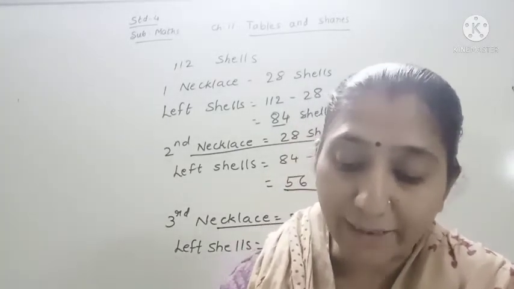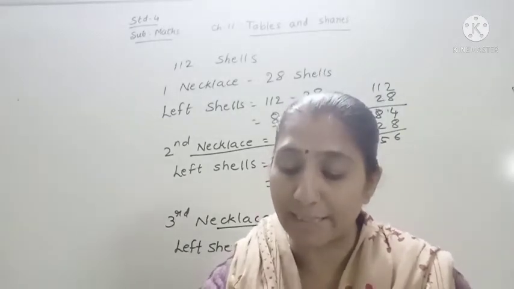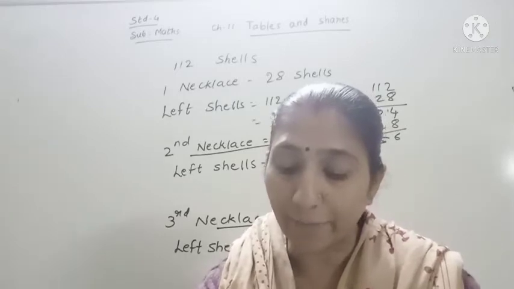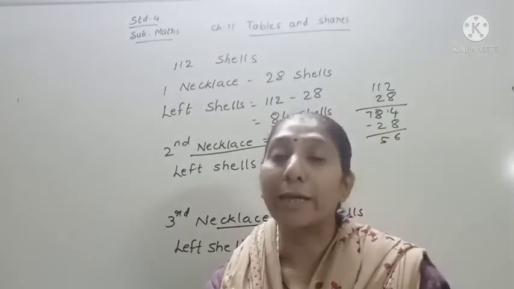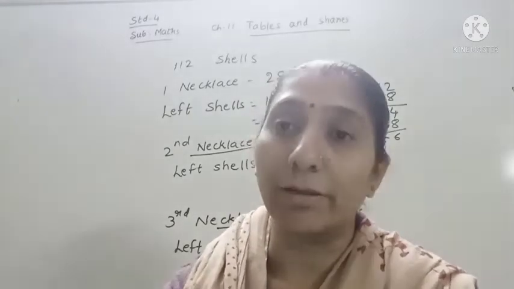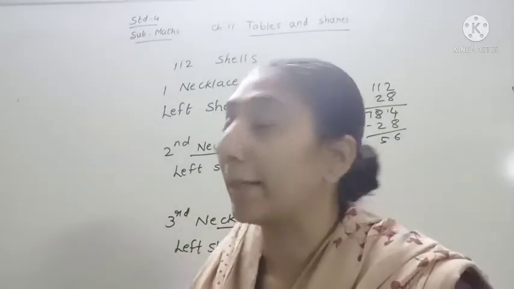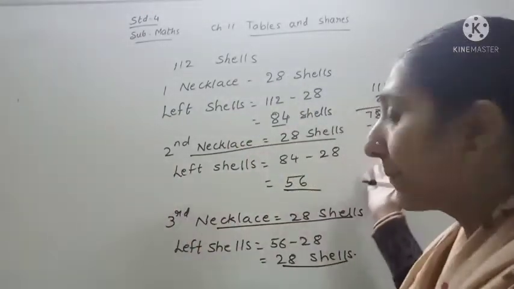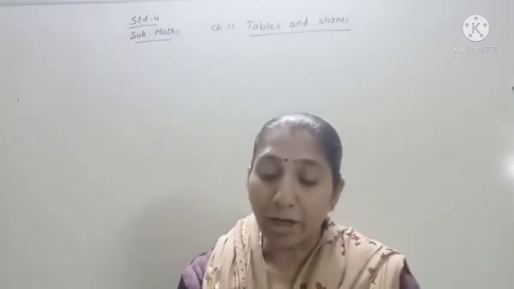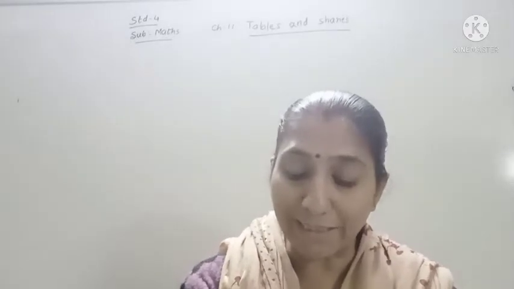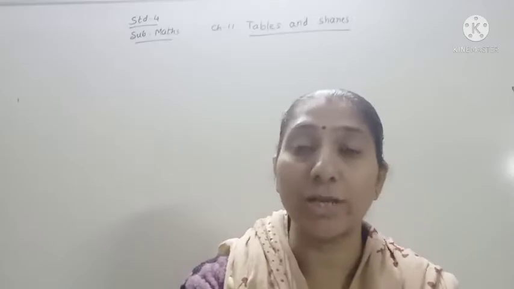Now next, try this. Kanu made a necklace of 17 seashells. How many such necklaces can be made using 100 seashells? Now again we will do it in the subtraction method. In the previous video we learned about the addition method. This is the subtraction method. Now the next, try this. Kanu made a necklace of 17 seashells. How many such necklaces can be made using 100 seashells?